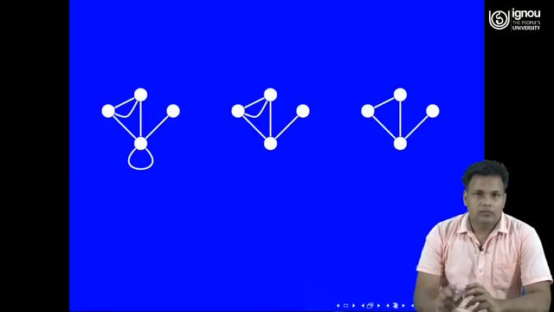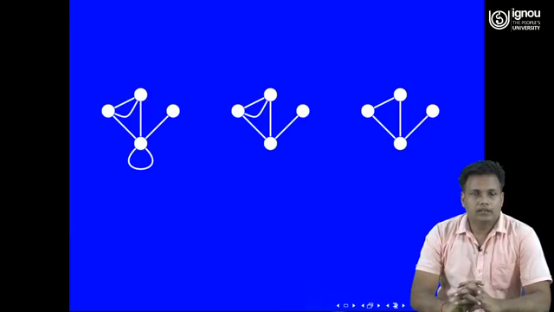So now, for example, there are three graphs here. In the leftmost graph, you can see that there are loops as well as parallel edges. In the middle graph, you can see that there is no loop, but there are some parallel edges. On the rightmost graph, you can see that there is no loop and no parallel edges. So this graph is a simple graph.